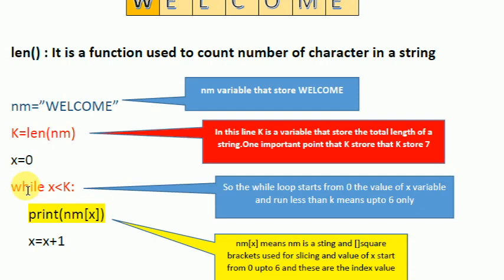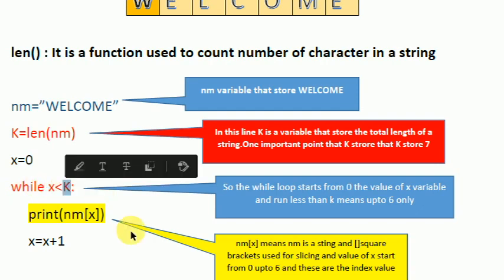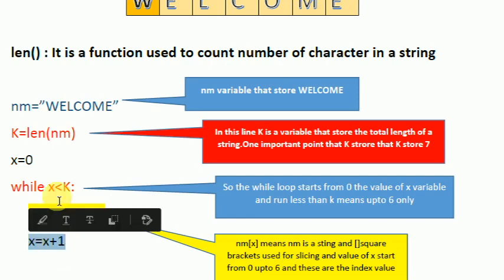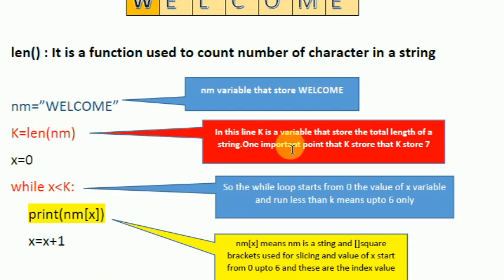In this case also we are using the same, but the condition is different: while x is less than k. Less than k means if it is 7, it works up to 6. Same line, print nm of x, and the next line is incrementing, because x is less than k, so it is going to increment the value. That is x equals x plus 1.